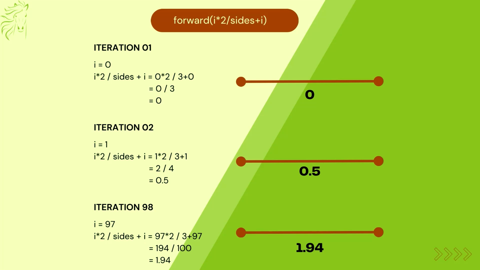Continuing in this way, when it comes to iteration 98, the i value will be set to 97. In such cases, the length of the triangle side will be 1.94. If you look at the output, it will be clear to you. At first, it started by drawing a small triangle, and then it continues by drawing bigger and bigger triangles at last.